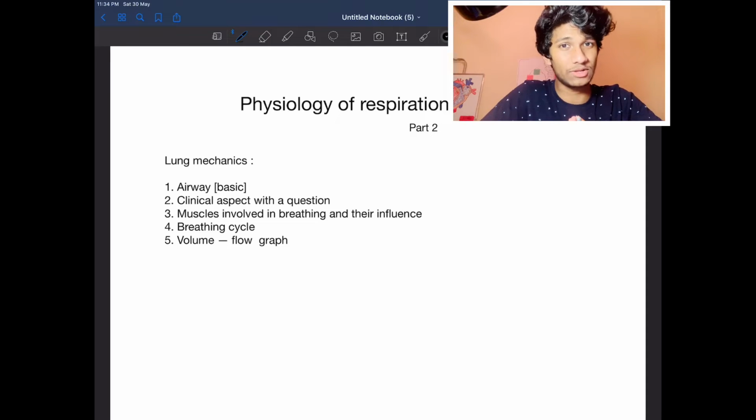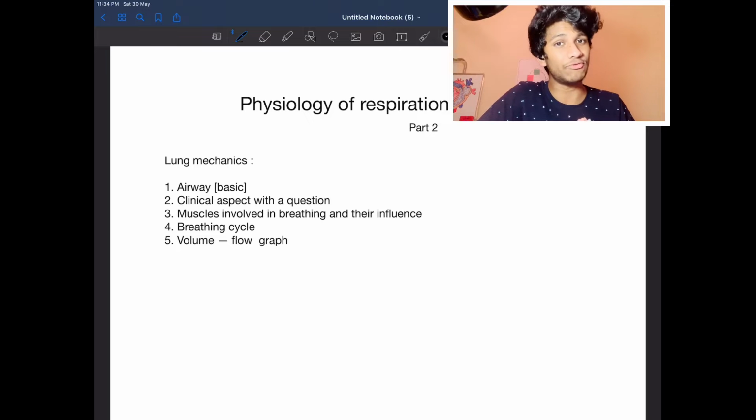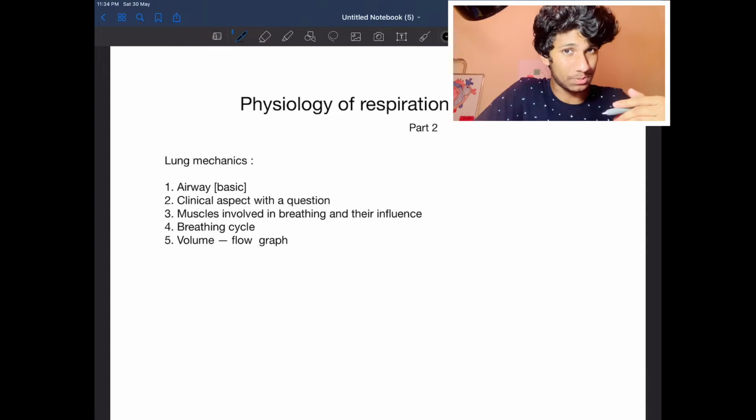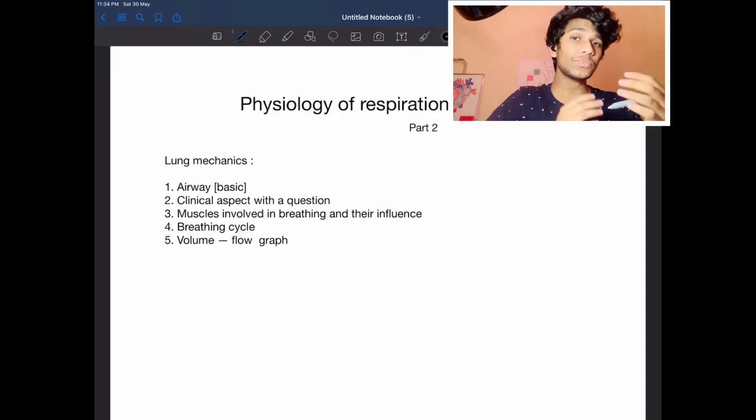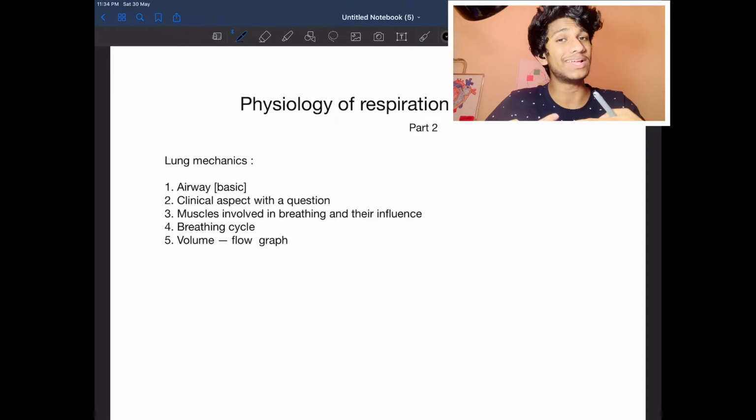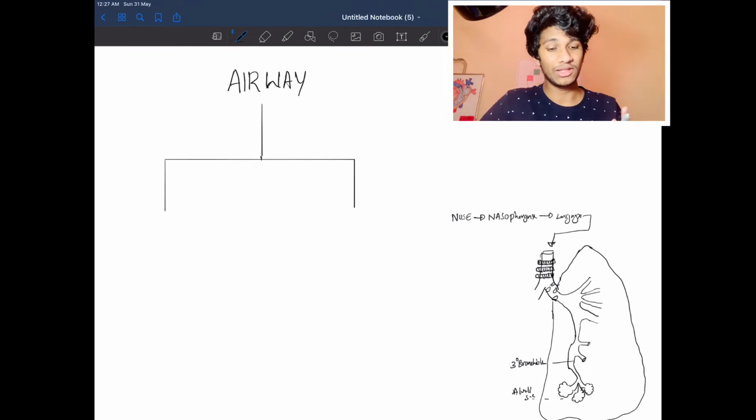In this lung mechanics, first we'll discuss the airway, in which we have the conduction pathway and the respiratory pathway. Then we'll go for the clinical aspect related with this basic airway anatomy. Then we'll go with the breath cycle, and the muscles involved in inspiration and expiration, and finally we'll discuss the graph related with the flow and the volume of lung. So let's go with the first one, that is the airway.